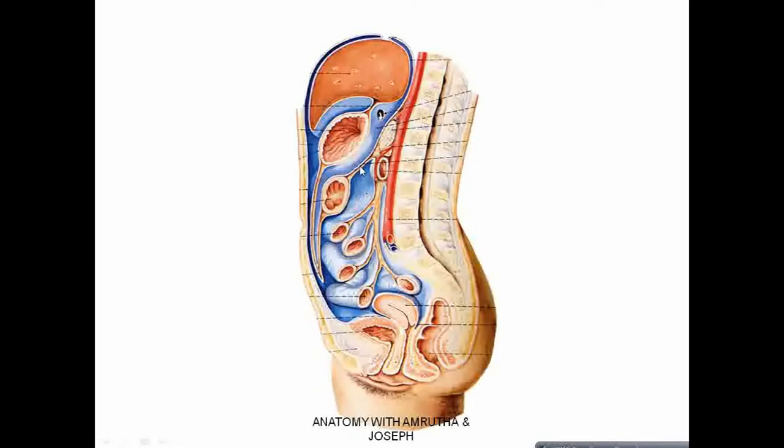So transverse mesocolon has got two layers, upper layer and lower layer. Upper layer is nothing but it is the third layer of greater omentum, whereas the lower layer is the fourth layer of greater omentum. Lesser omentum, where we can see clearly that this area is the porta hepatis. Greater omentum.